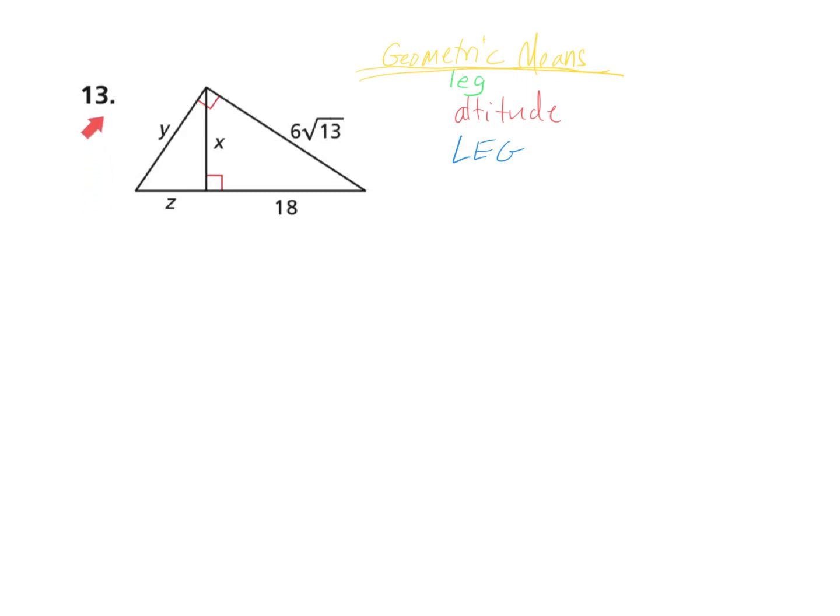The key idea in section 8.1 is when you have a right triangle and you drop down an altitude from the right angle, there will be three geometric means. The original biggest right triangle's small leg, the altitude, and the long leg. Again, that's the small leg, the altitude, and the long leg.